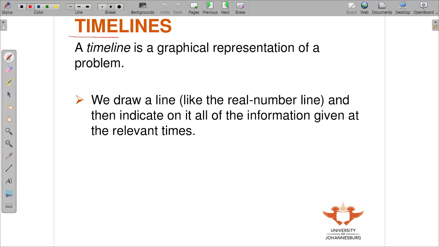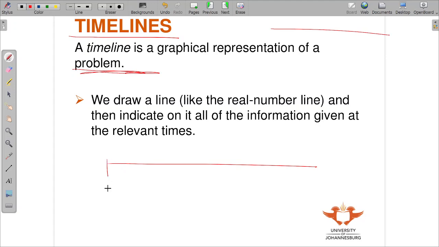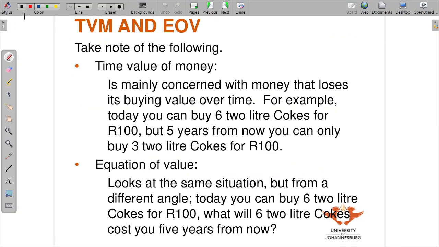Okay, so we are going to be making use of timelines. A timeline is a graphical representation of a problem, just like we have in the real line. So this one is a timeline where we start from our initial value and go to the number of years we need. If the number of years is 8, we indicate those values in the middle. So that is the timeline. We are going to be using it to indicate information given to us.